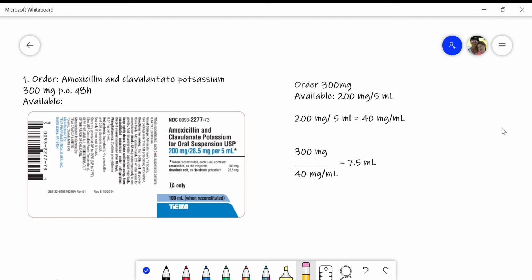Okay. So for the first one, our order is amoxicillin potassium, 300 milligrams, PO q8h, and our available is 200 milligrams per 5 milliliters. I had already started typing this, so I'll leave it up there. I'm just going to highlight that.